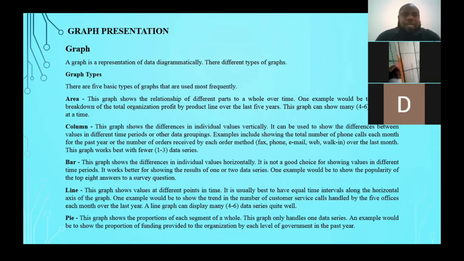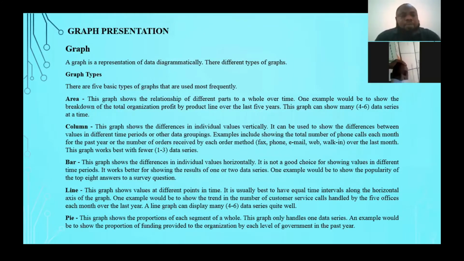The first is the area graph. The second is the column graph. We have the bar graph. We have the line graph. And we have the pie graph. Each of these graphs is used to fit basic needs, depending on the nature of the data and what exactly you want to report. But these are the most used graphs in statistics.